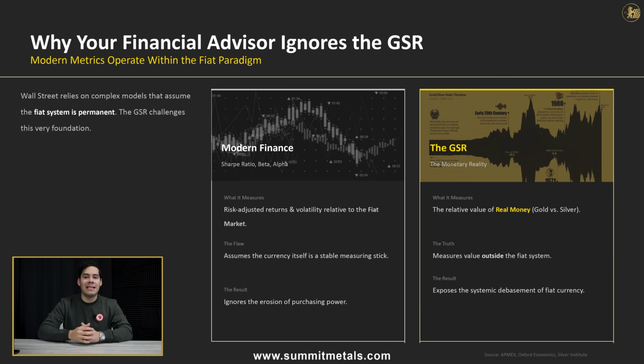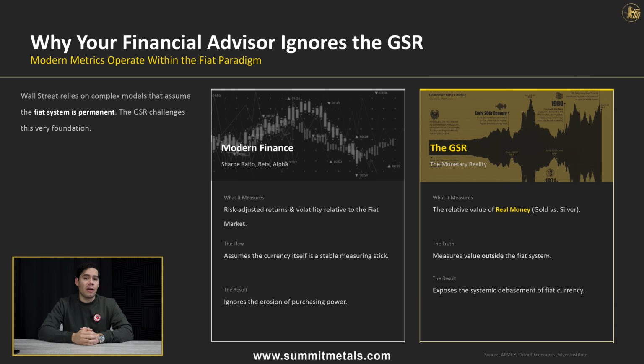The GSR is different. It is an external measure of value. It measures the relative worth of two monetary metals, gold and silver, outside of the government-controlled system. So, acknowledging the GSR means that we are admitting that the fiat system is flawed, temporary, and ultimately a poor foundation for long-term wealth. So, is this a threat to the status quo? Is that why it's being ignored? For us, the GSR is just a powerful tool, like the Sharpe ratio.